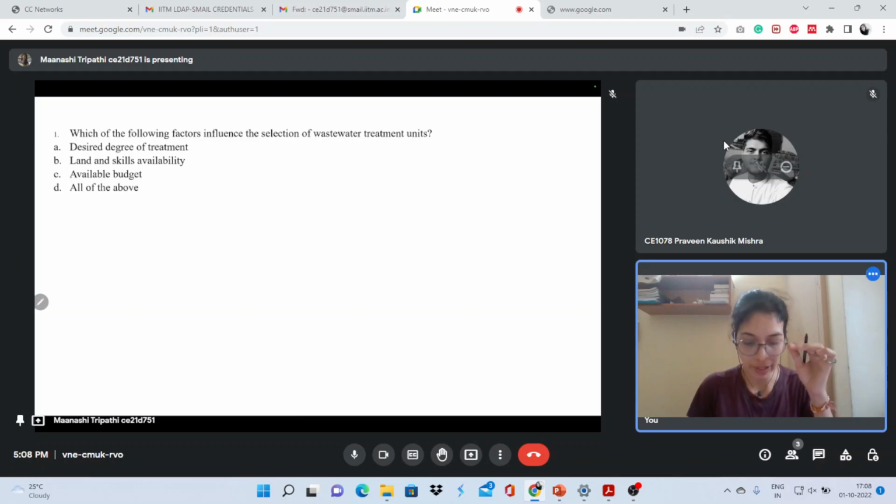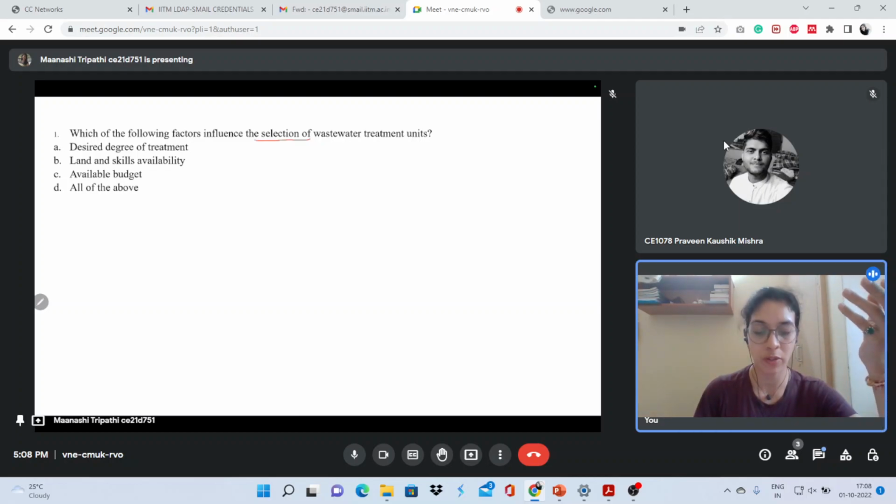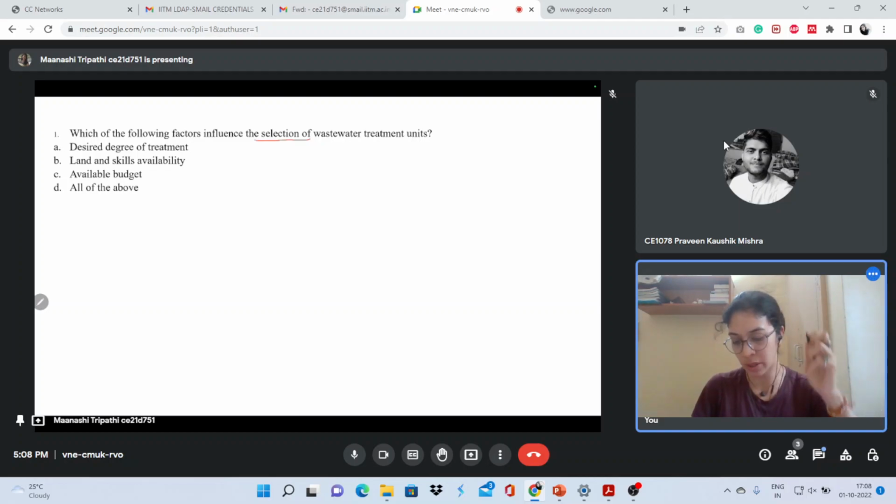Which of the following factors influence the selection of wastewater treatment unit? So now we know what this question is saying. We know what pollutant we want to remove. We know everything about it. We have done all the quality and quantification of the pollutant. Now, what factors will help to decide the wastewater treatment units? One is desired degree of treatment, land and skill availability, available budgets, or all of the above.